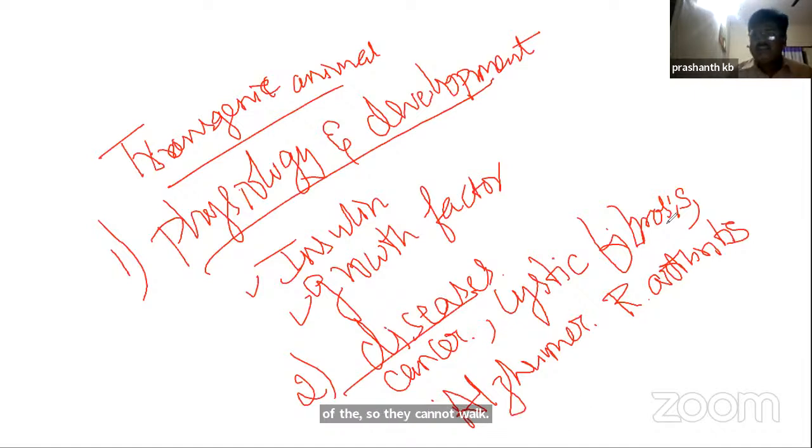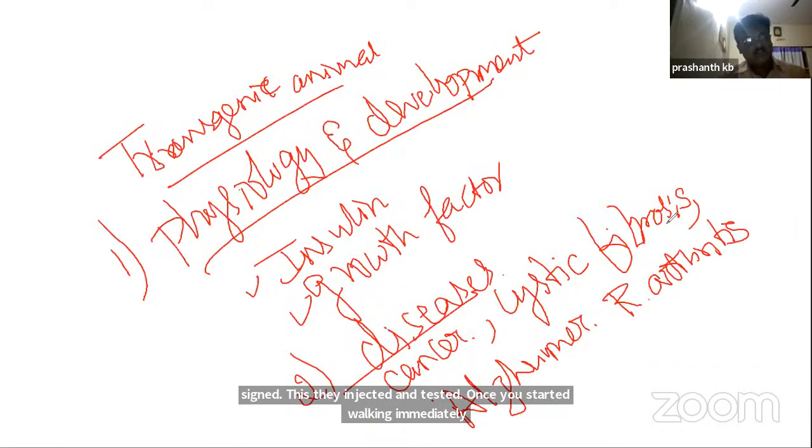So all these diseases were studied successfully in transgenic animals. How, sir? They took a mice model. They purposefully created rheumatoid arthritis in that mice, so the mice was not able to walk properly. They got the drug from other scientists, injected it and tested. Once it started walking, immediately the drug was functioning. That is how transgenic animals played a vital role. Is it clear? Next, third one, biological products.